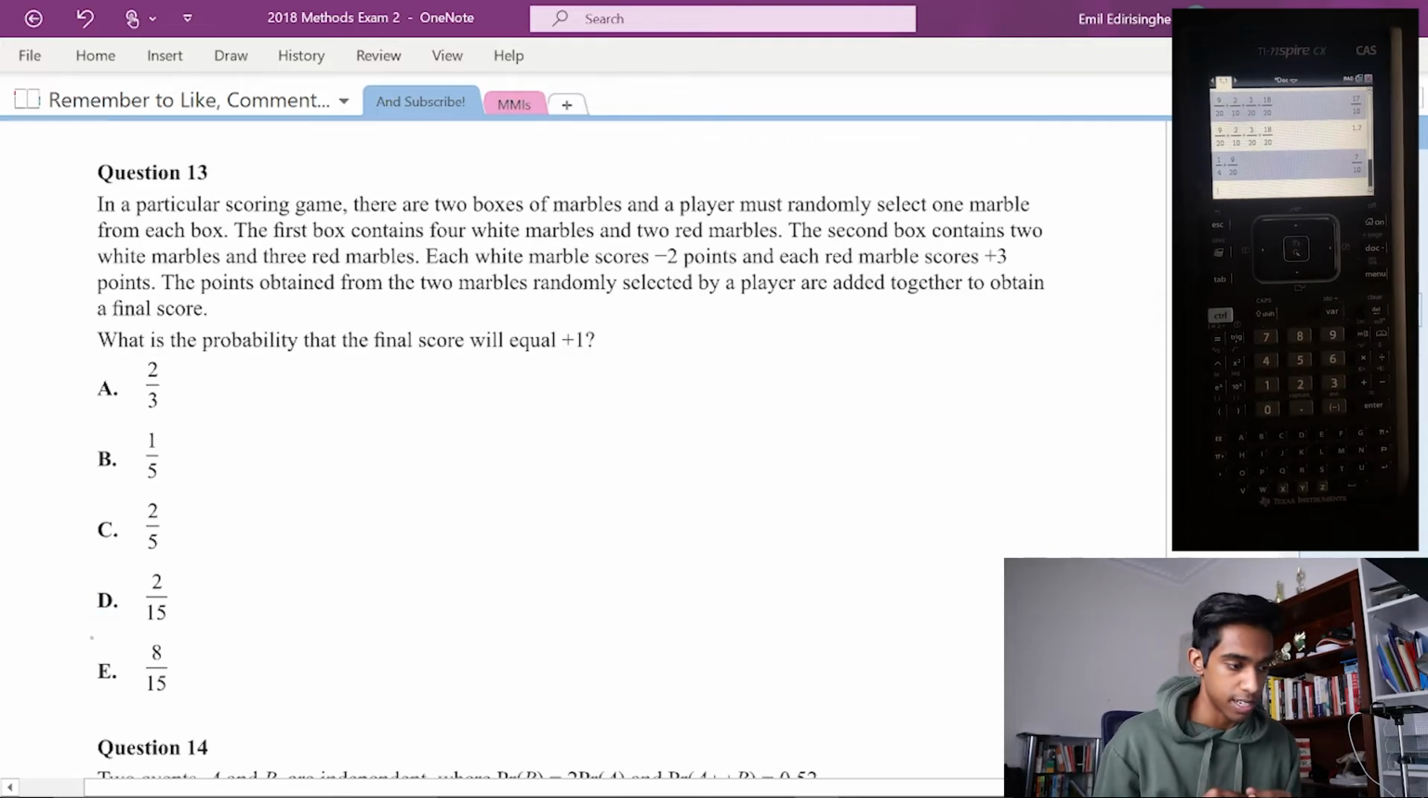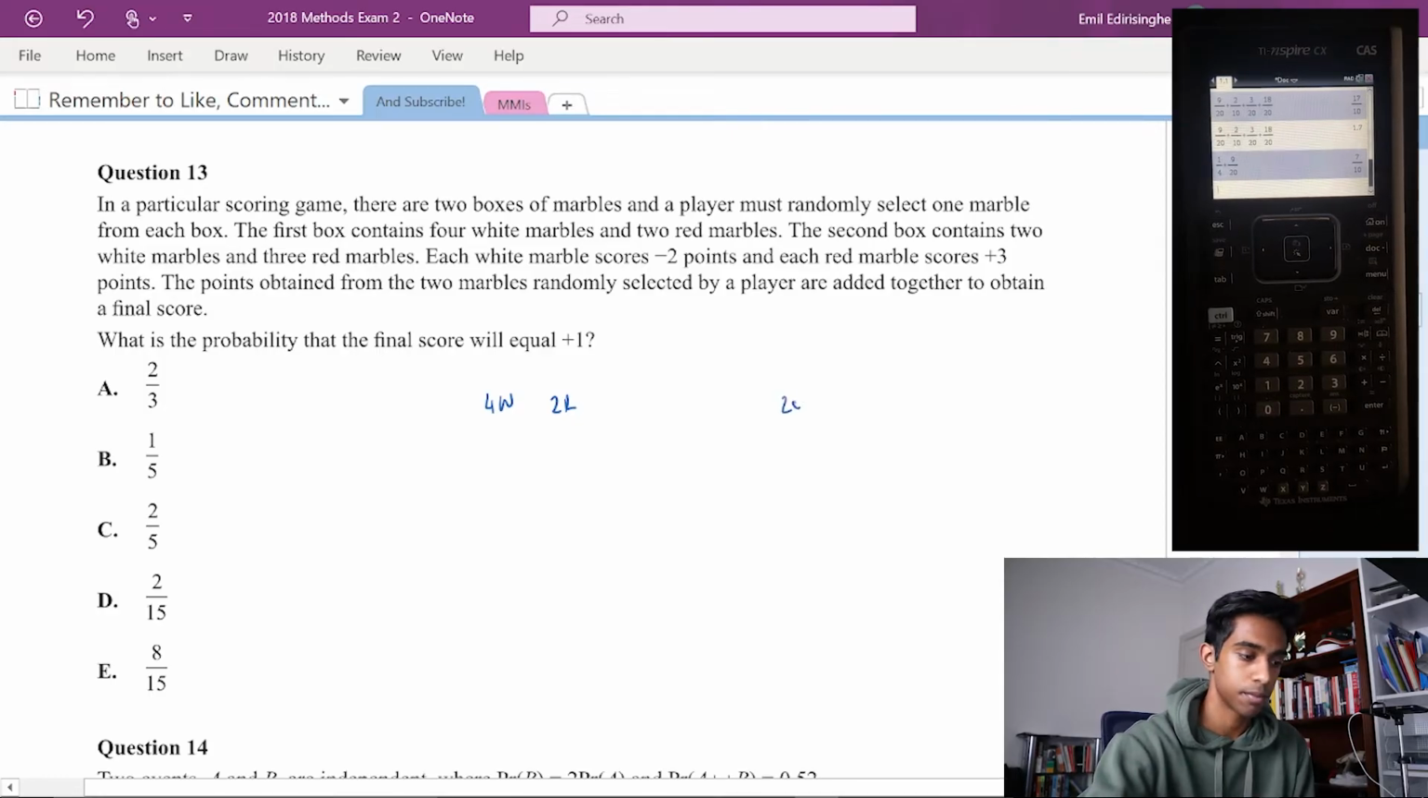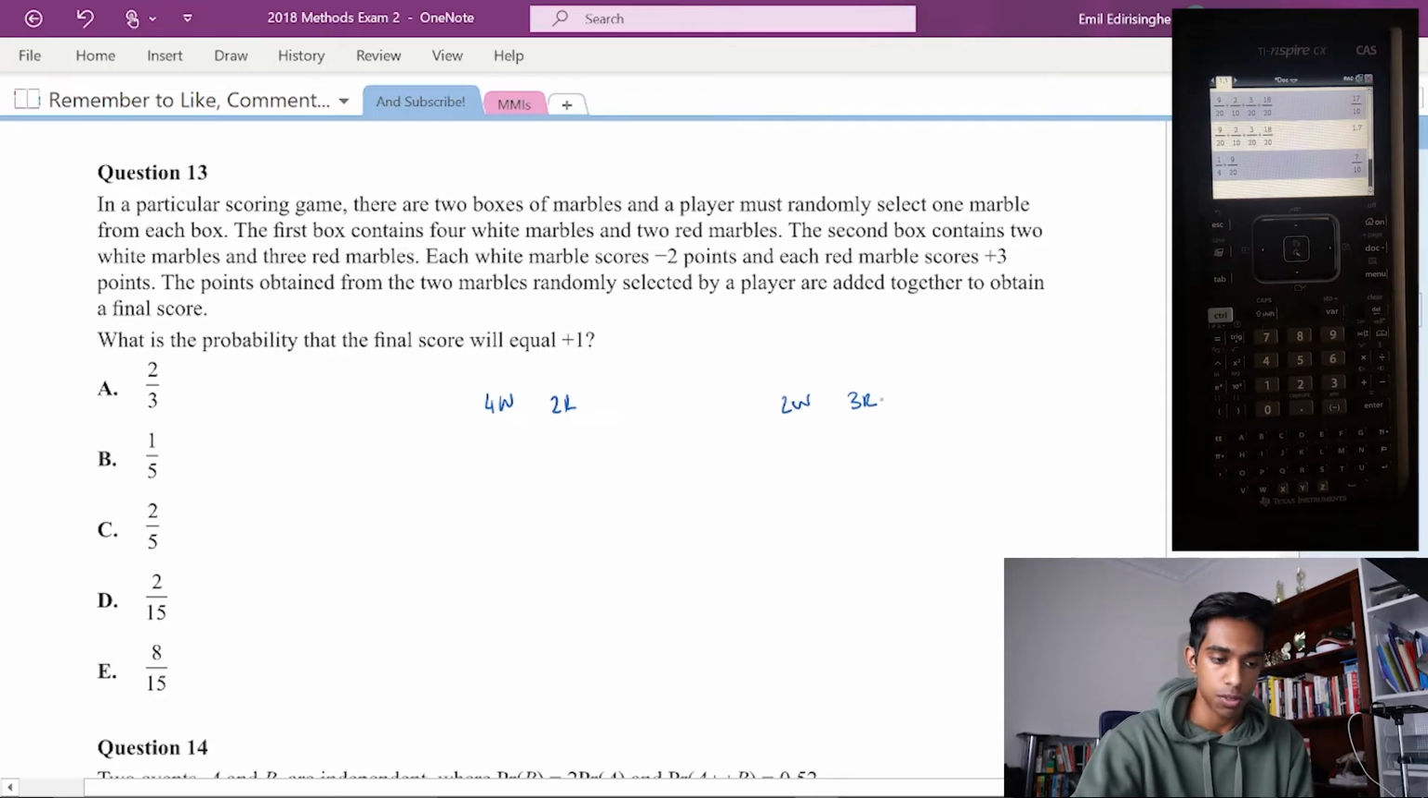So question 13 tells us that in a particular scoring game, there are 2 boxes of marbles, and the player must select 1 marble from each box. The first box contains 4 white and 2 red, so we've got 4 white, 2 red. And the second box contains 2 white and 3 red. And then each white marble scores -2 and each red scores +3. So what is the probability that the final score will equal 1?